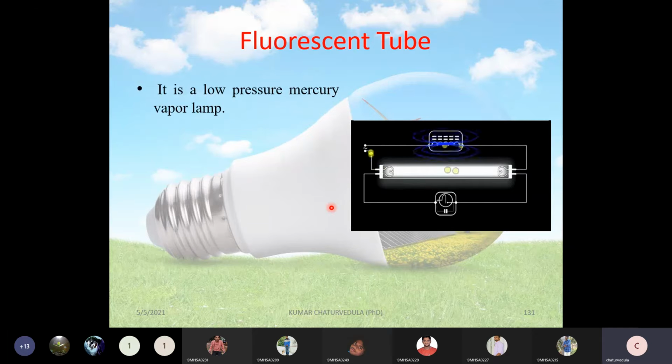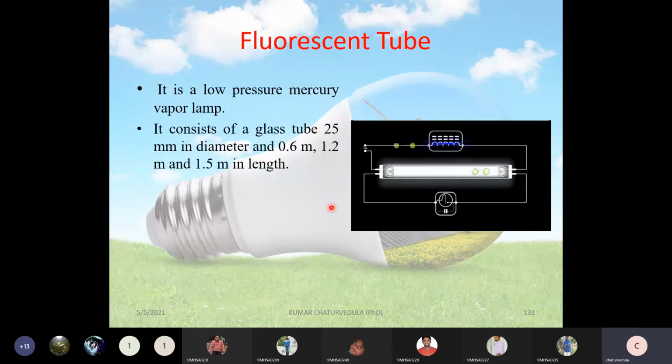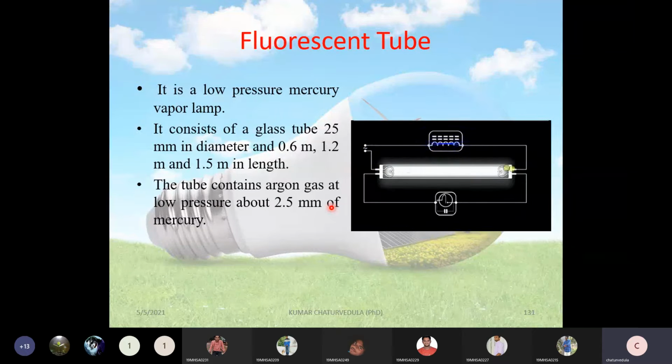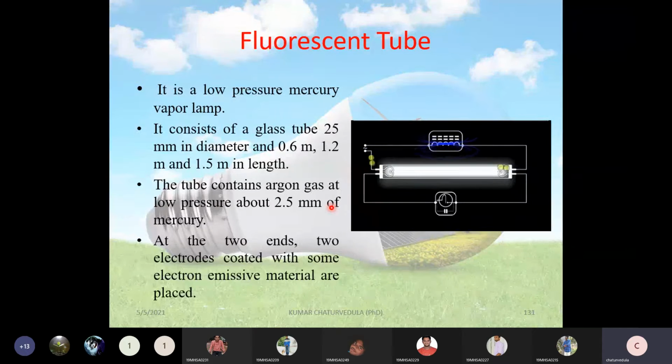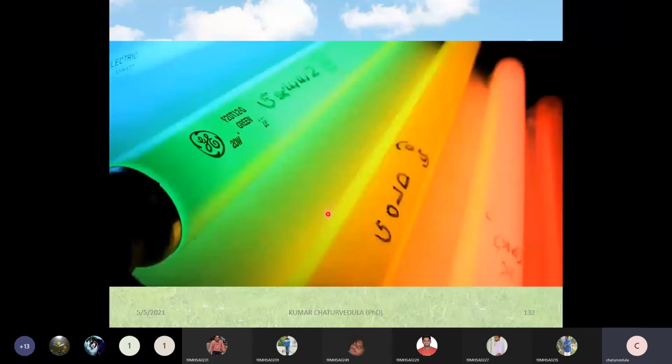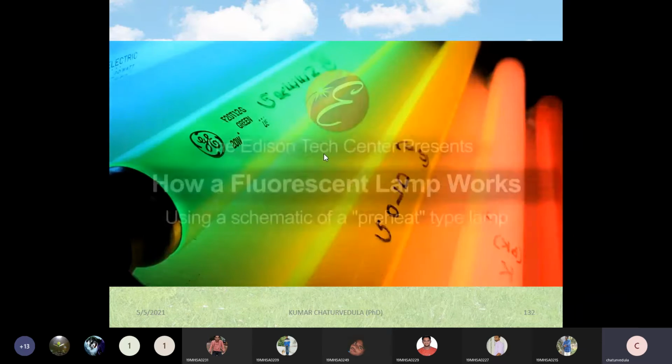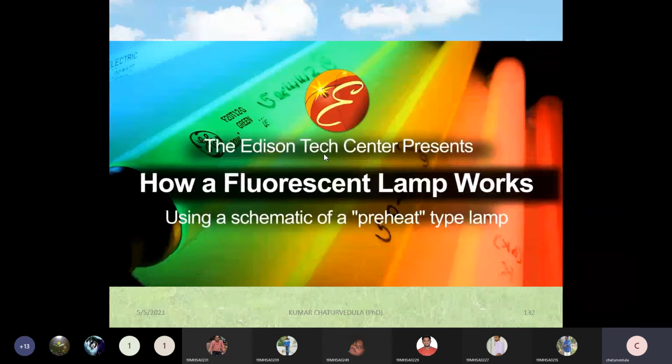As I mentioned, it's a low pressure mercury vapor lamp. It consists of a glass tube of 25 mm diameter, and its length is in the range of 0.6 to 1.5 meter. These points we have discussed already. Look at a small video here.